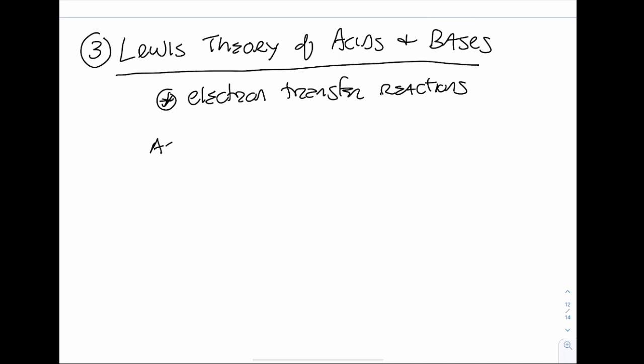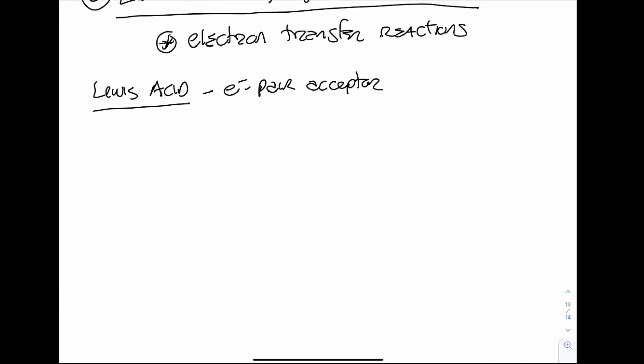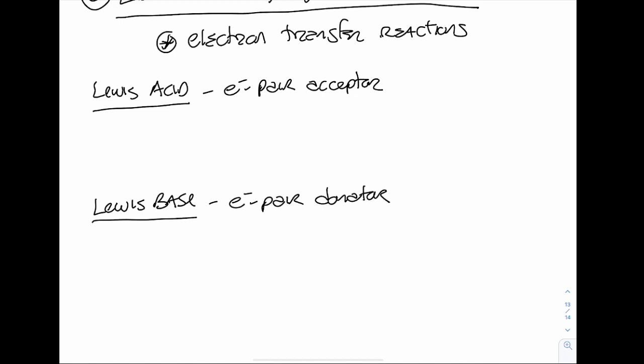And our acid, our Lewis acid, is going to be an electron pair acceptor. And I am going to leave a little bit of space there because I'm going to come back and write something. And then our Lewis base is going to be an electron pair donator. So instead of, again, transferring protons like we did in Bronsted-Lowry, we're going to be transferring electrons. Instead of positively charged particles, it's a negatively charged particle. So what was the acceptor in one theory is now the donator in the other theory.